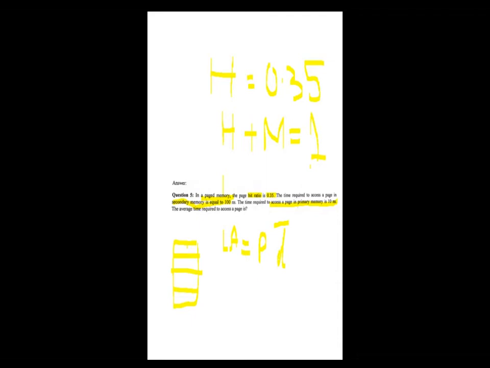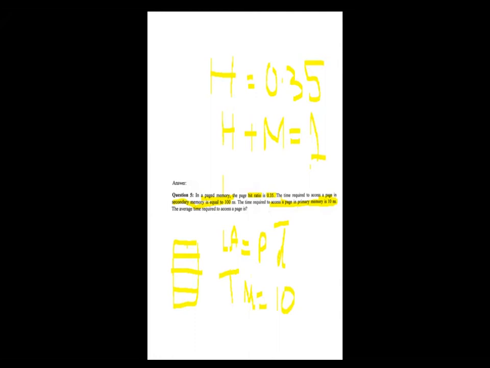Now he has given 2 times here. What are those 2 times? The first time is the amount of time taken to fetch from memory, tm. If there is no page fault, if there is a page hit, then the time to access the page in the memory is 10 nanoseconds.